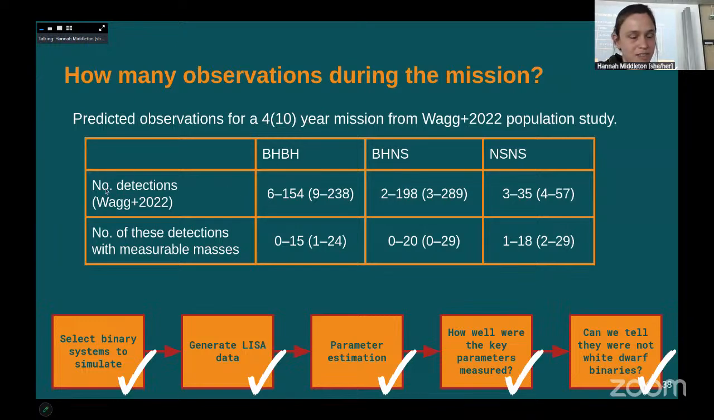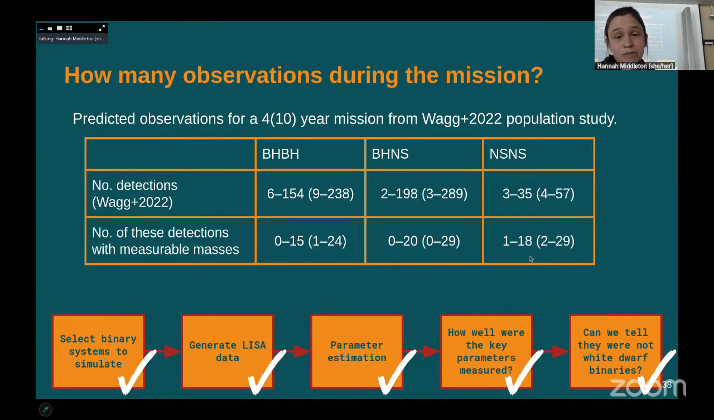Shown here are their predictions, and in brackets is the 10-year mission, and without brackets is the 4-year mission. So 6 to 154 is quite a broad number, but I think not 0 is a wonderful estimate, really. These are the number of detections. Then, for our purposes, we'll see what number you could get with measurable masses. So this is not just detecting the system, it's measuring the masses. We take about 10% of the black hole binaries, and we get these numbers here; 10%-ish of the black hole neutron star binaries, and then about 50% of the neutron star binaries.